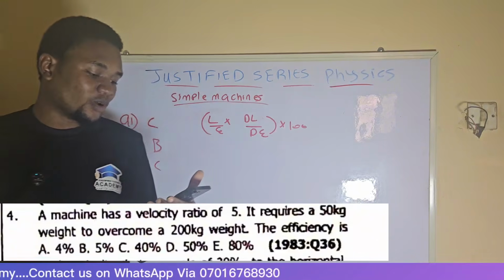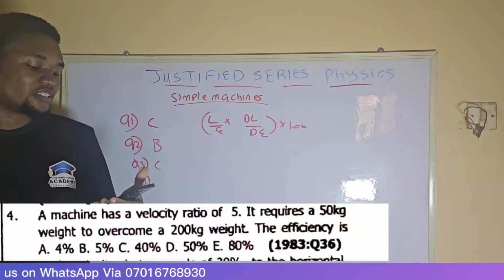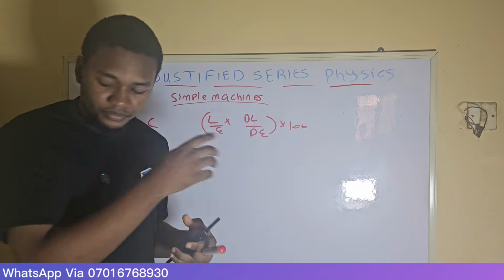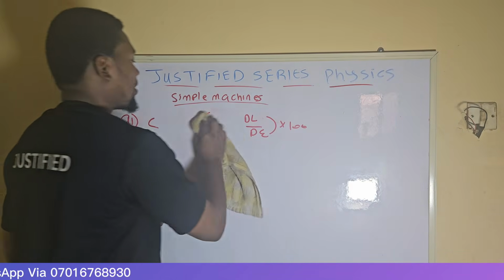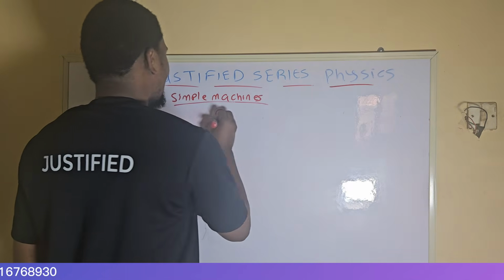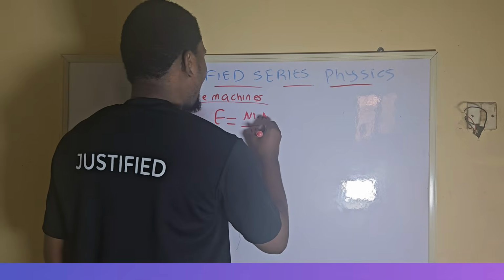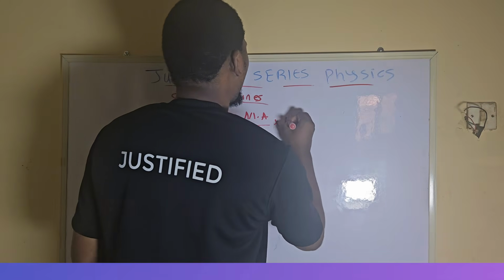Question 4 now says, a machine has a VR of 5. It requires a 50 kilogram weight to overcome a 200 kilogram weight. What is the efficiency? Let me rub this off because I'll be solving question 4 here. We have to find efficiency, right? And efficiency is MA over VR times 100.